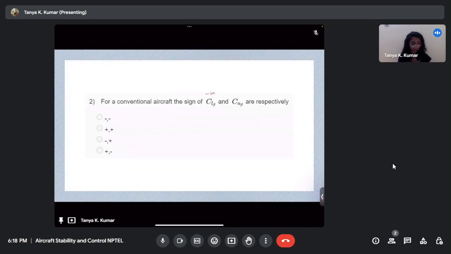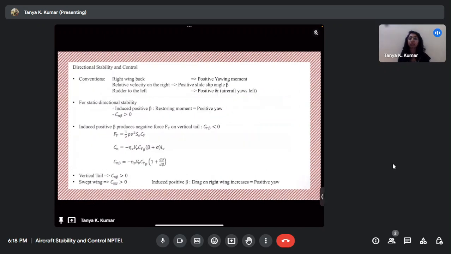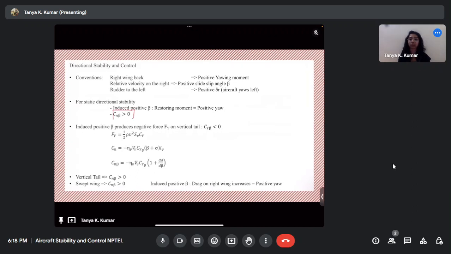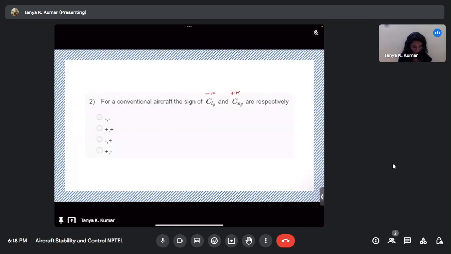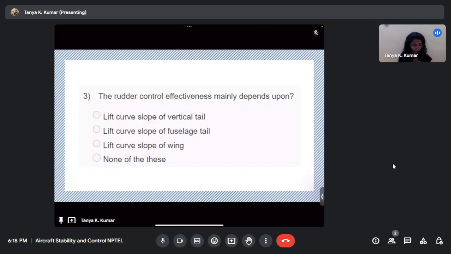Now Cn beta. It's for directional stability. Okay, so again we went over the conventions, and the only condition for static directional stability is that Cn beta should be greater than 0. So for a positive beta, your Cn should be positive. Okay, so this is your only condition. dCn by d beta should be greater than 0. So this should be positive. So what is the right answer? The third one. Okay. Next question.